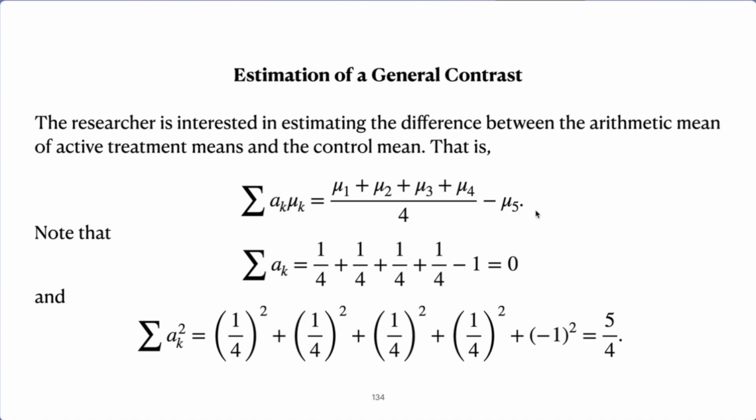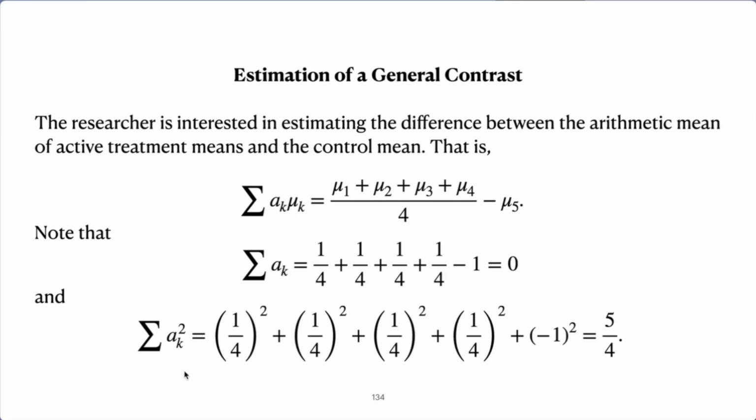And so this is the way that we would do it: mu1 plus mu2 plus mu3 plus mu4 over 4. This is the arithmetic mean of the 4 active treatment means. Then we compare that to the control mean through the difference. The coefficients for this linear combination are 1/4, 1/4, 1/4, 1/4, and -1. When you add those up, you get 0, so this is indeed a contrast.